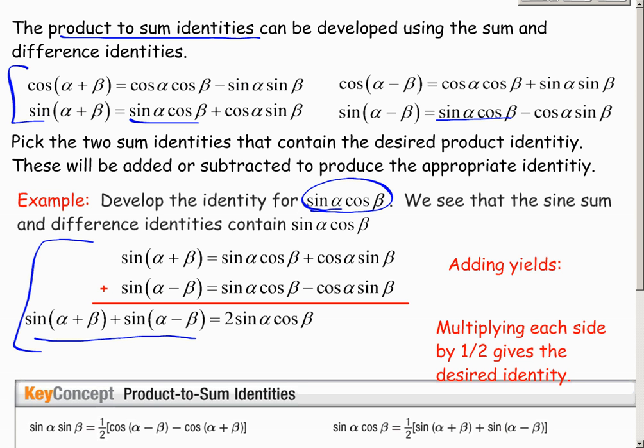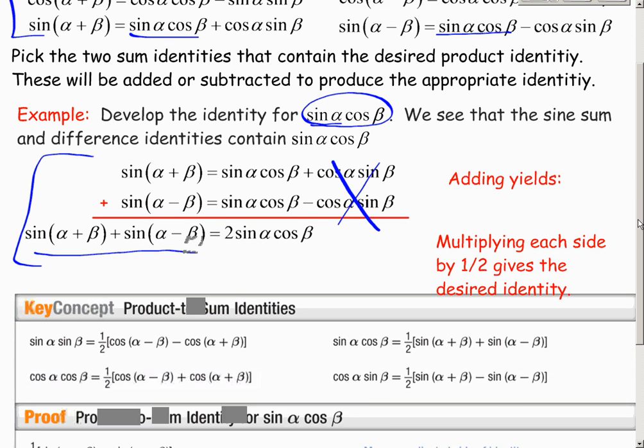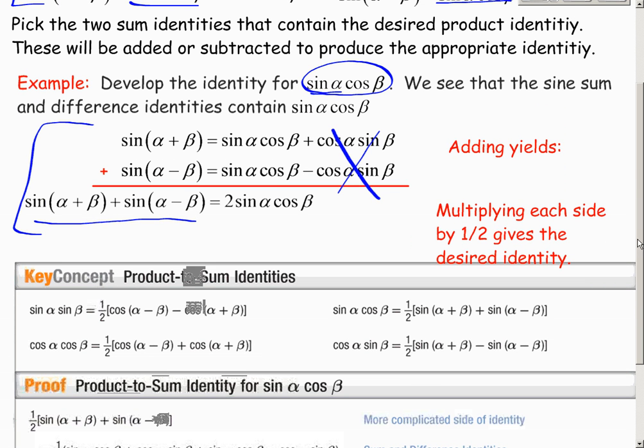On the right side, the cosine alpha sine betas drop out, and we're left with 2 sine alpha cosine beta. If we just take that and divide by 2, we're going to get what we want, and that is the formula given here, that the sine of alpha sine of beta is 1/2 cosine of alpha minus beta minus cosine of alpha plus beta.